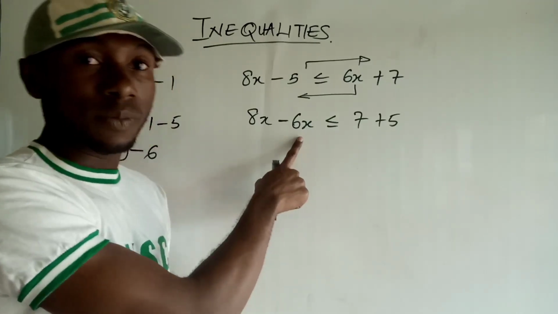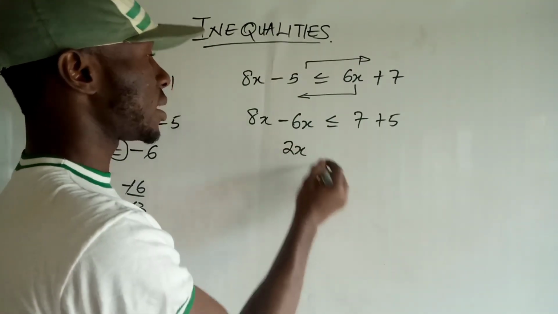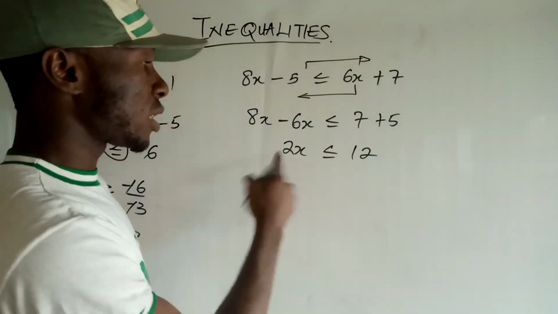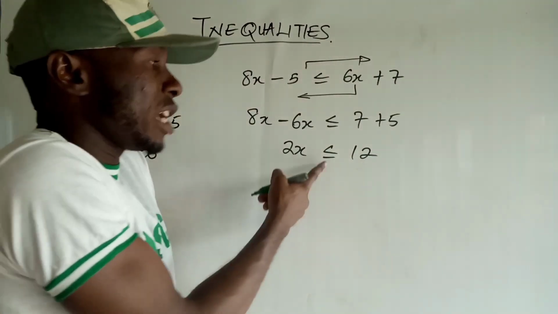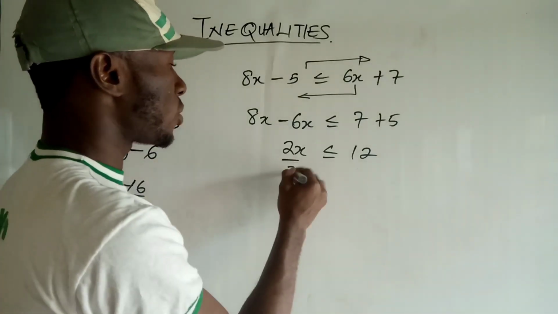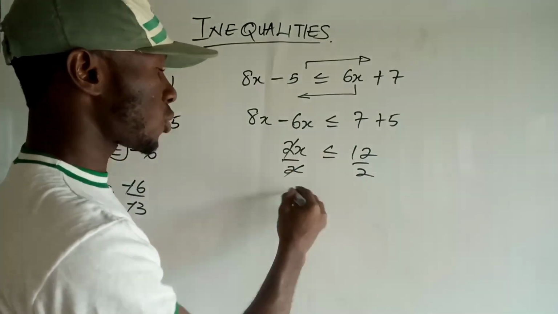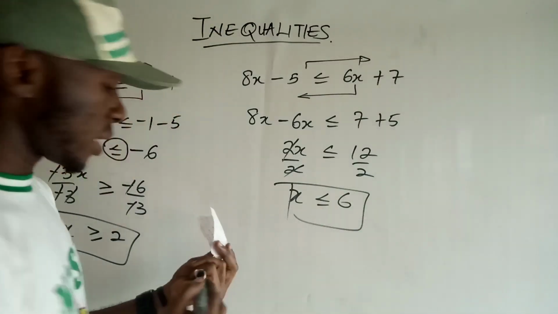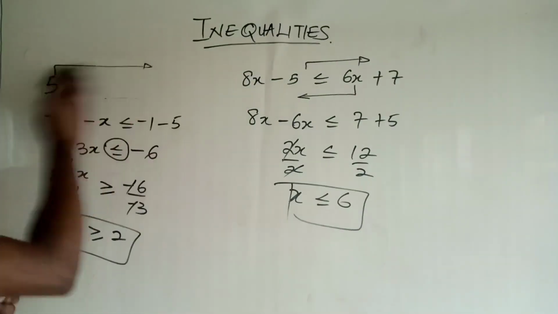8x minus 6x is going to give me 2x less than or equal to 7 plus 5, which will give me 12. Now you want to divide both sides by a positive number, so the inequality will not change. So you divide both sides by 2, this cancels out, so x is less than or equal to 6. Wow, very simple. So let me take out some questions from here.